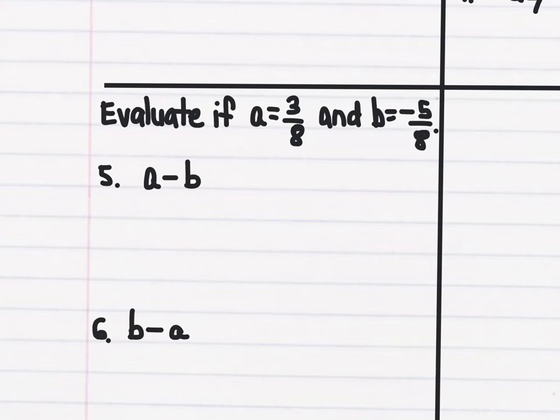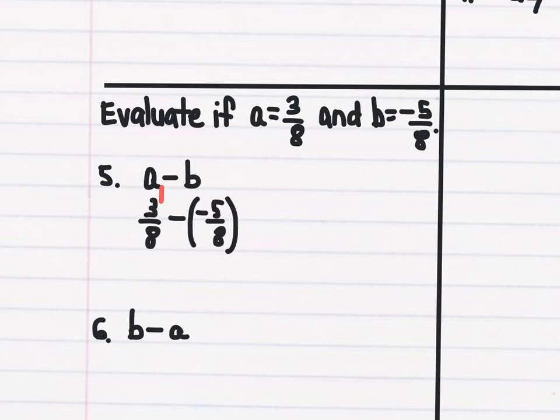Okay, so here we're going to deal with algebraic expressions, and we have for number 5, a minus b. So we're going to replace it with the fractions underneath. We're going to write 3/8 minus, and then b is -5/8. So I'm going to put in parentheses, -5/8. Okay? And remember, with subtraction, we're going to do keep, change, change.